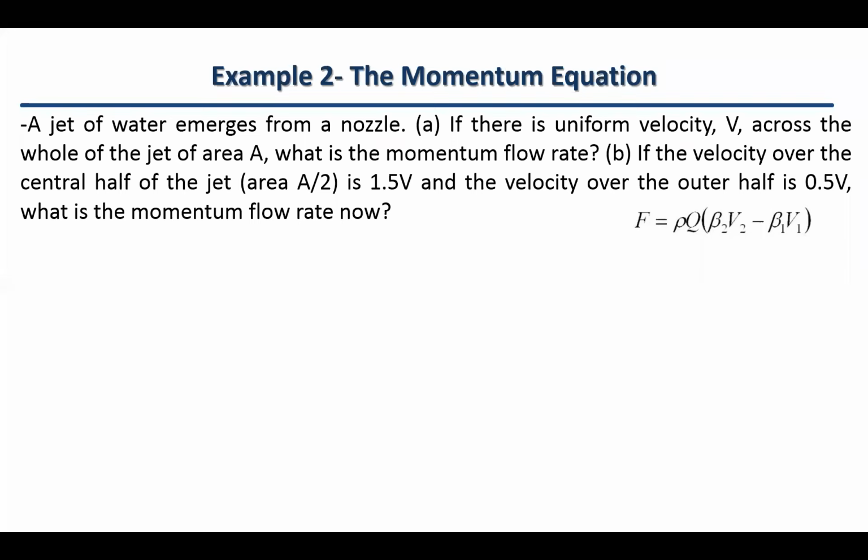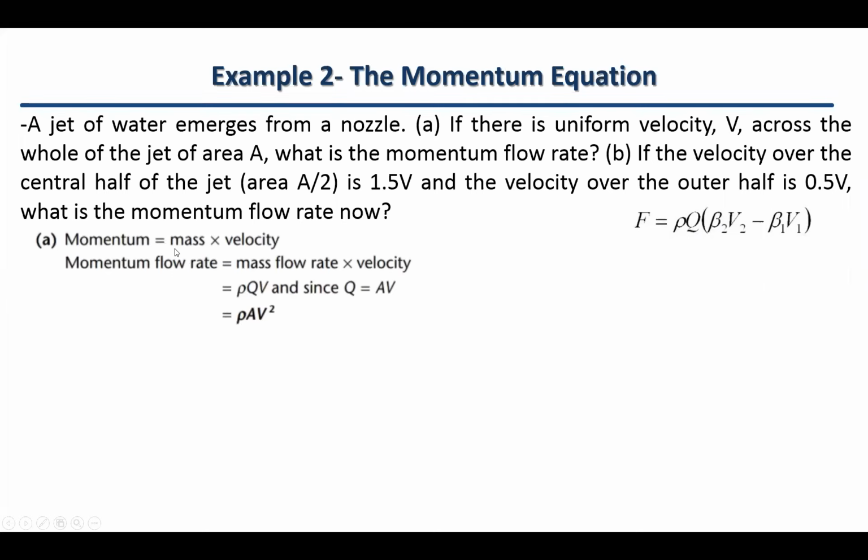So we know the equations here. The momentum on the right-hand side is the difference of the momentum we calculated in the momentum equation, and the momentum flow rate is normally rho Q v. Momentum is mass times velocity, so the momentum flow rate is the mass flow times velocity, rho Q v. As we know, Q is equal to A v, so we substitute here and we get rho A v squared.